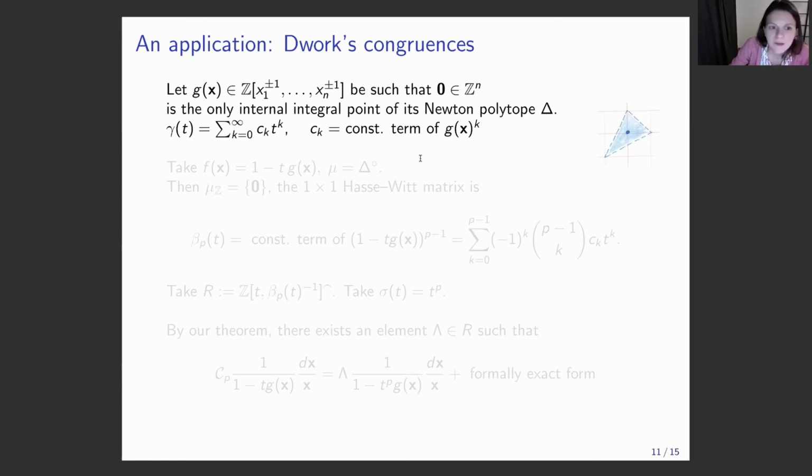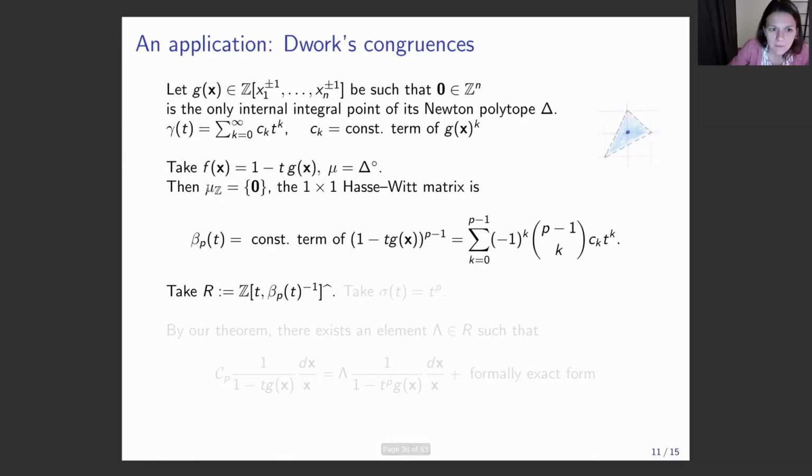To apply our theorem, we take f to be 1 minus tg, where t is our new variable. We take the set mu to be the interior of the Newton polytope. Our condition here about a unique integral interior point means that mu Z is just the origin here. So the Hasse-Witt matrix in the theorem will be a 1-by-1 matrix because there is only one point. And this matrix is the constant term of the p minus first power of f. So it's a polynomial of degree at most p minus 1 here.